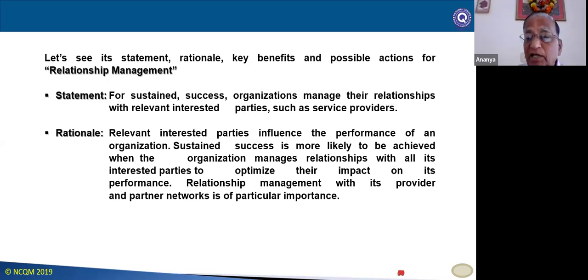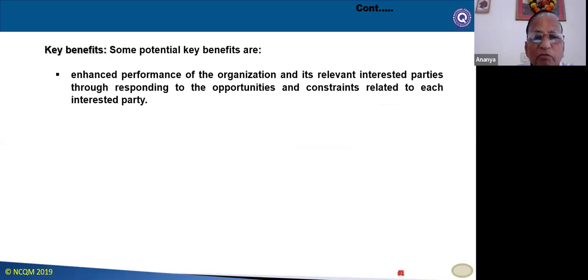Then it talks about the rationale behind that. I'm not going to read that. You can read it in the book, and what the benefit of that will be. So every one of the 7 principles has a statement, a rationale, and how the company is going to benefit. Whenever you get time, you can read that, which is given in detail in ISO 9000. But otherwise, this is more than sufficient at this stage.